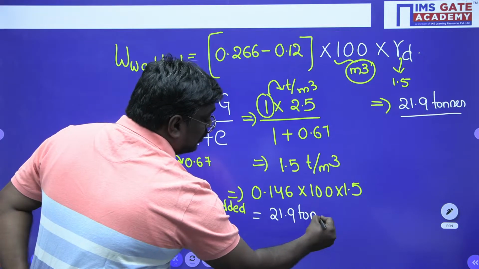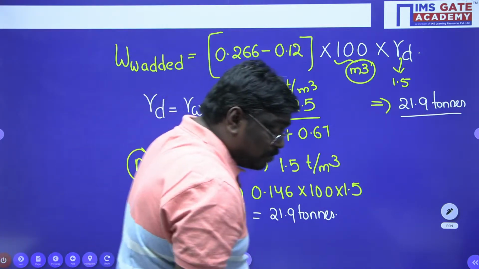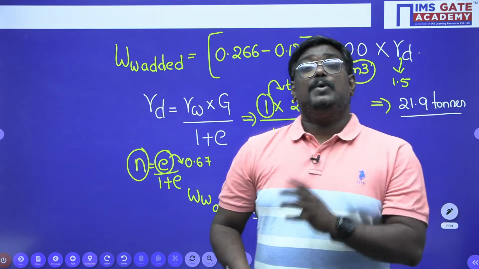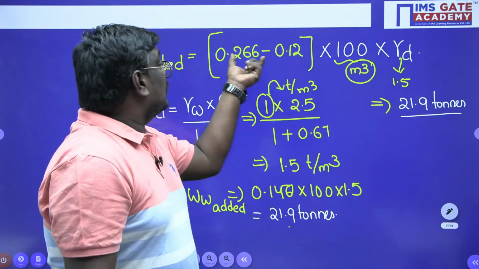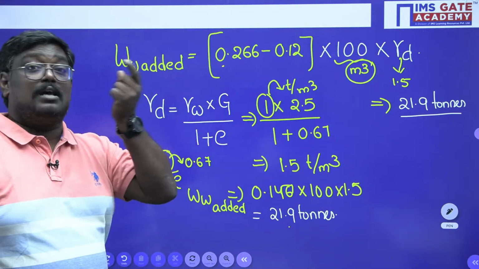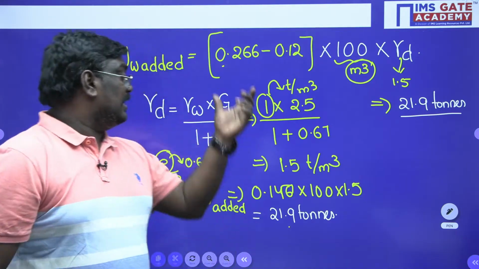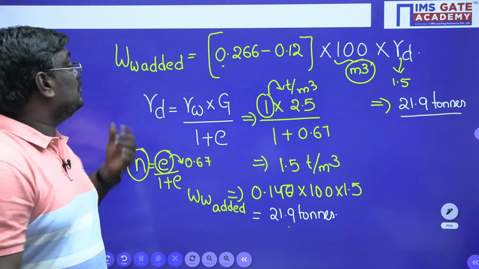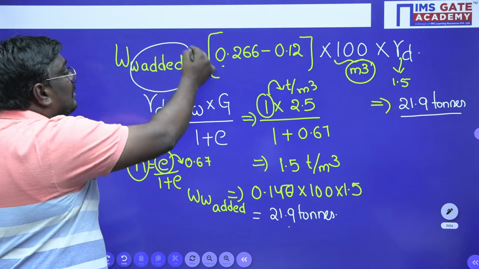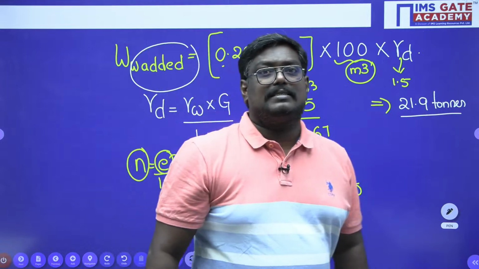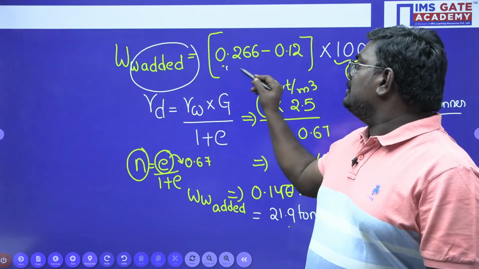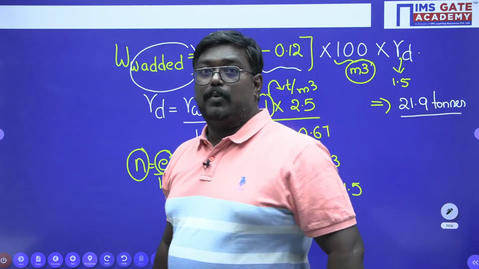Okay. So here, most of the students might make a mistake by taking the water content directly as 0.266. That is absolutely wrong. You should be patient enough to understand this problem, because he has used the word added. Whenever the term added comes, you have to find the difference in the water content. That is a very important thing.